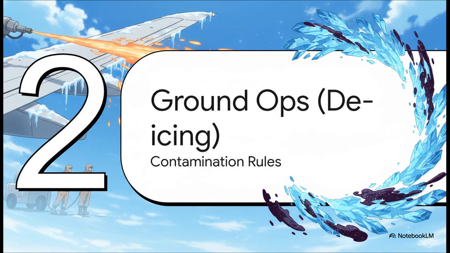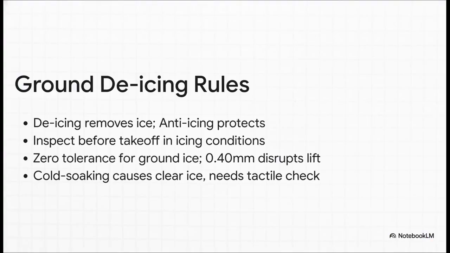Moving on to Section 2, Ground Operations, specifically de-icing and contamination rules. Let's break down the rules for contamination. We've got 2 distinct procedures here. De-icing removes existing frost or ice, while anti-icing protects the surface from future accumulation. Standard operating procedure mandates an inspection before takeoff if you even suspect icing conditions.